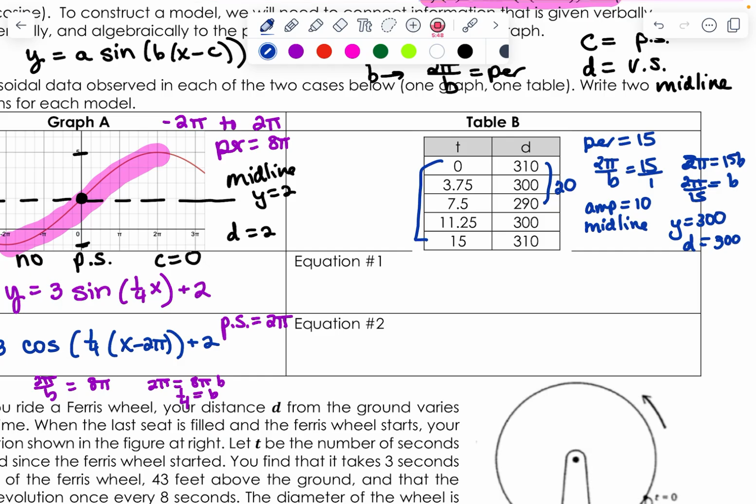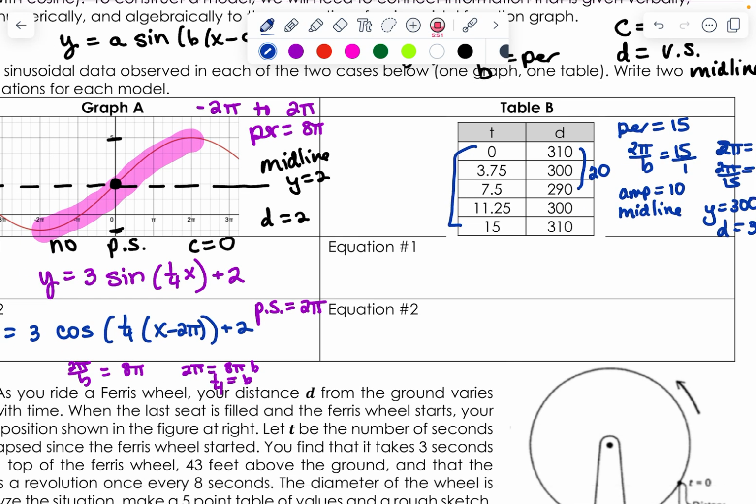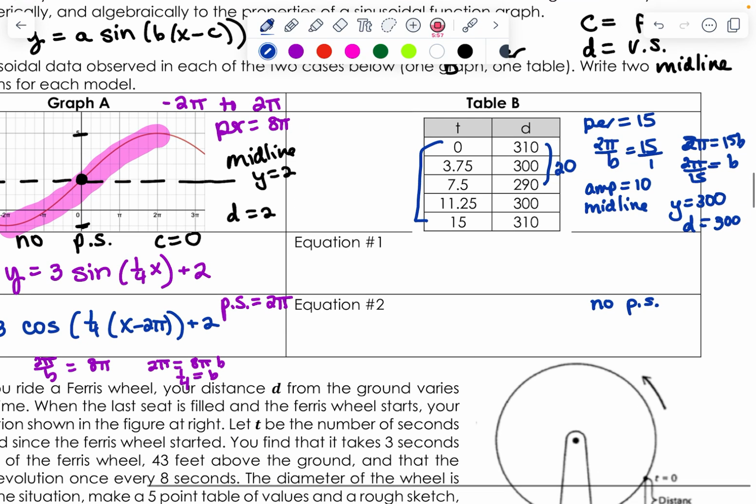With cosine, I'm going to do cosine first. If this is 0, there's no phase shift. And it's up at the maximum, so the a value is the 10. Cosine: y equals 10 cosine 2 pi over 15 x plus 300.